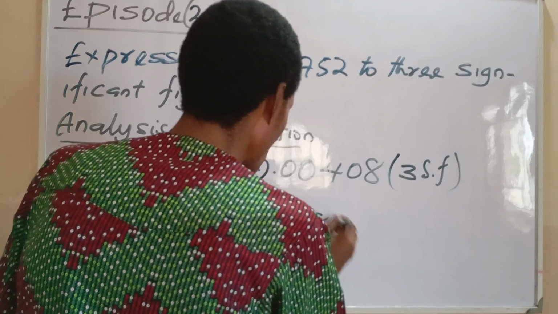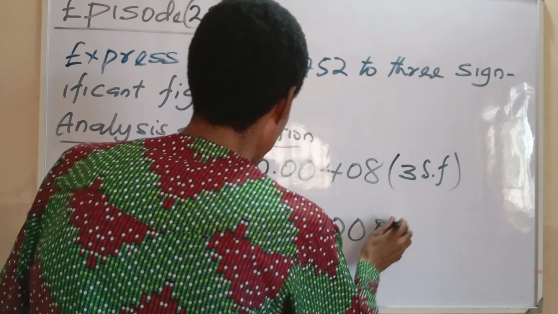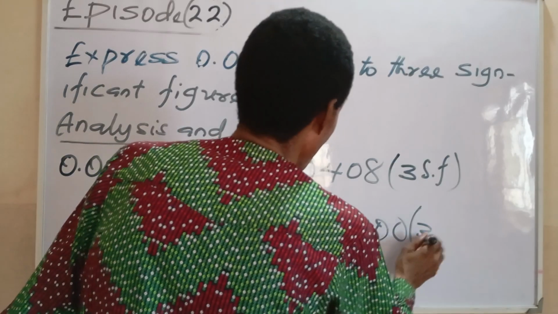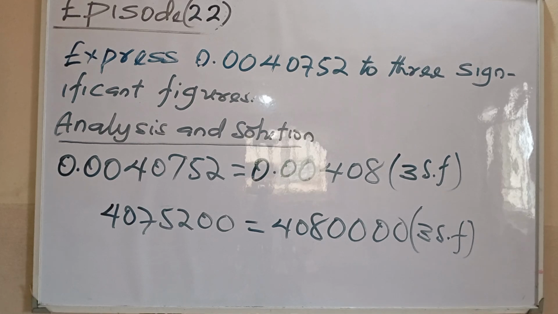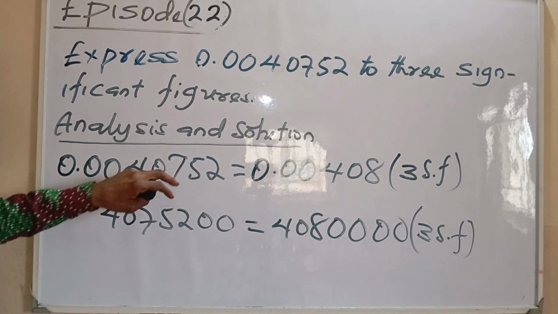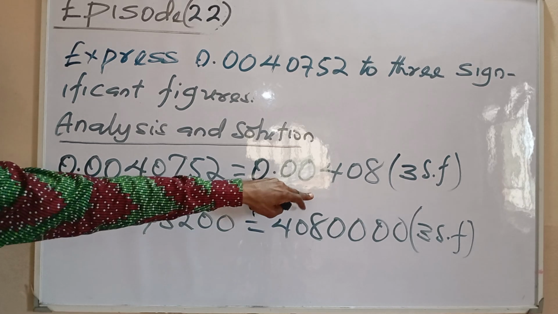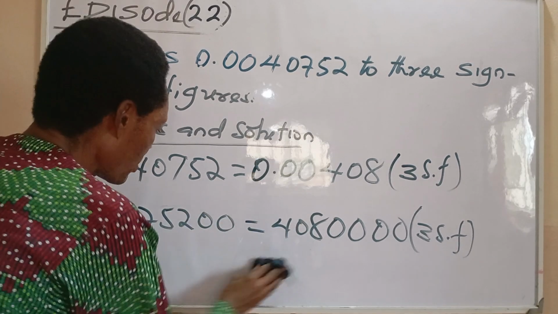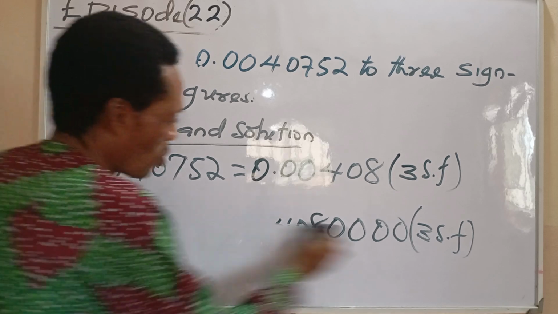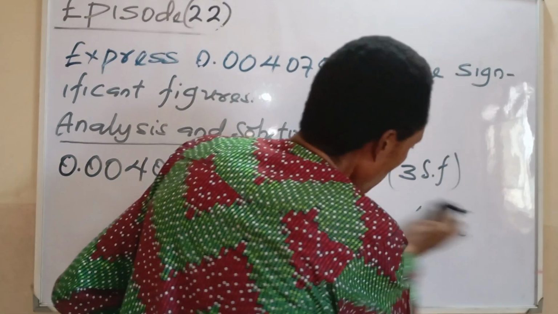Then from here, turn it to 0, 0. So that is 4080000, to 3 significant figures. Okay? Do you see it? This one is different from this. So when it's a decimal fraction, this is how you treat it. But when it's a whole number, this is how you treat it. So that is all to this question.